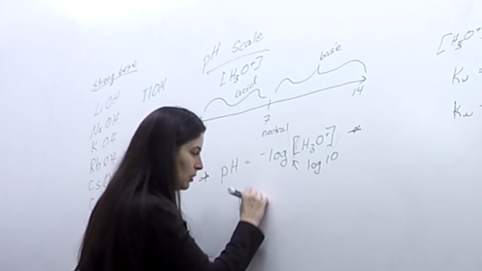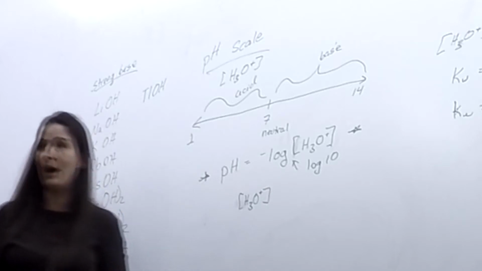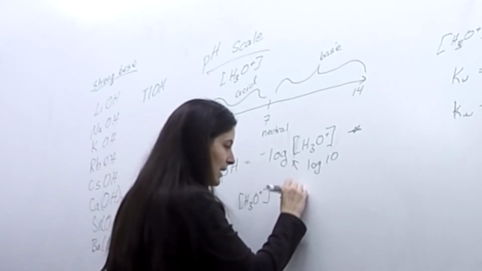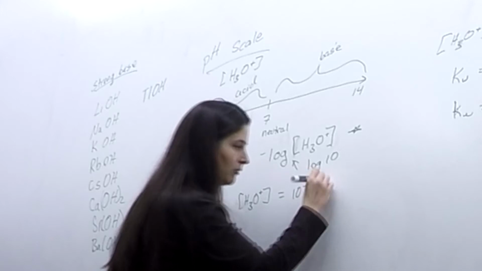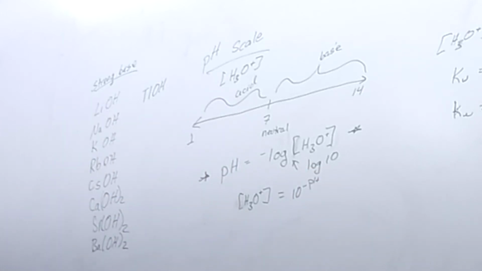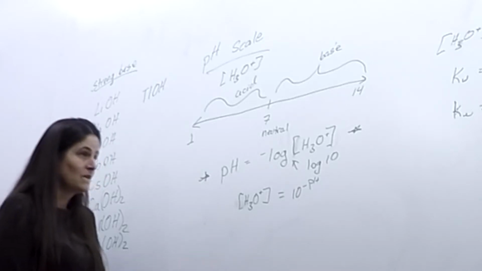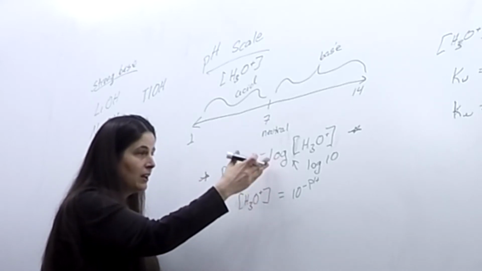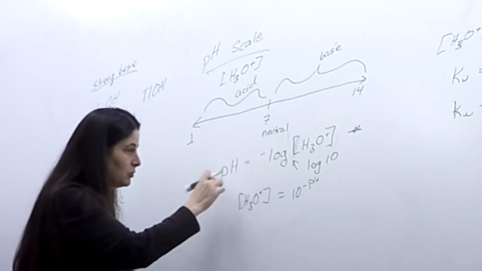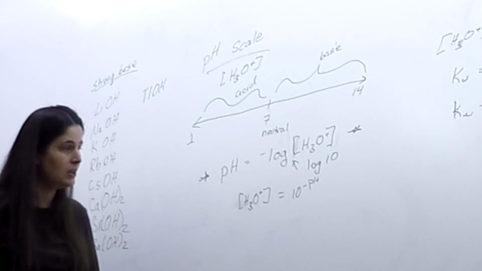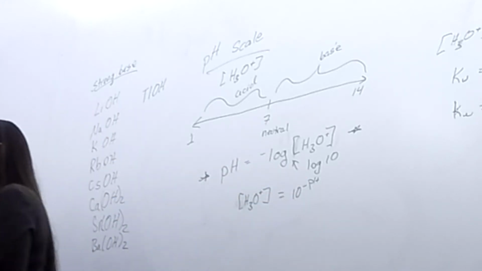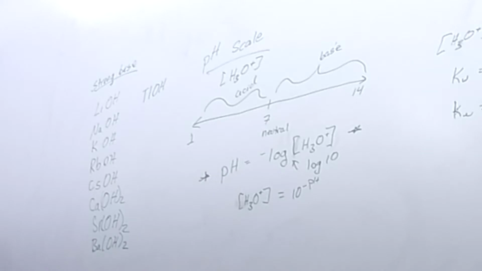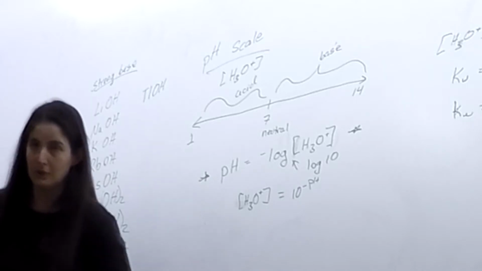So if you want to know the concentration of your hydronium ion, all you have to do is take the anti-log, which is 10 to the negative pH. Okay. And how would I get that? I would take 10 to each side here, 10 to the negative log would be negative, so you switch it over here and you get 10 to the negative pH. Solve for your concentration. It's just log-based math, so any college algebra book will have how to do this.